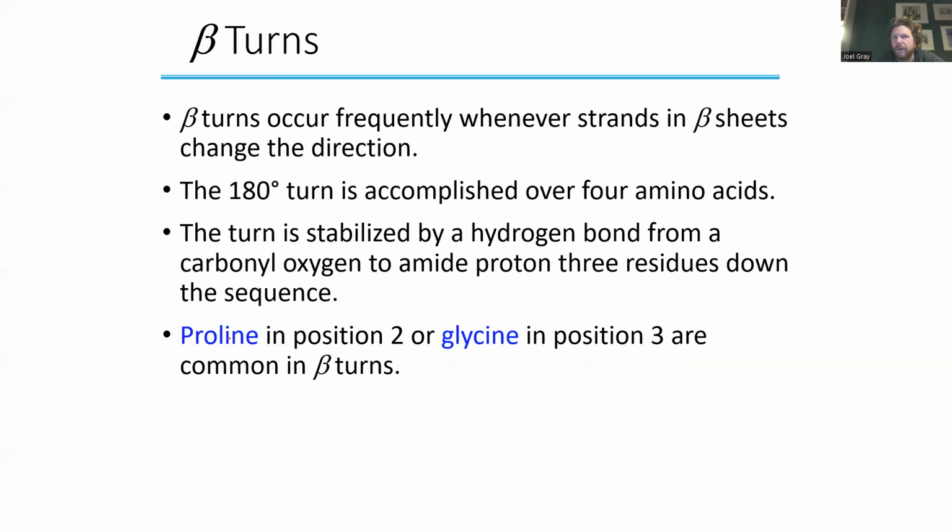We previously talked about how proline and glycine were amino acids that made secondary structures kind of unfavorable. But in some instances, in the case of a beta turn, proline's rigidity and glycine's far too great flexibility are what actually make that structure happen.